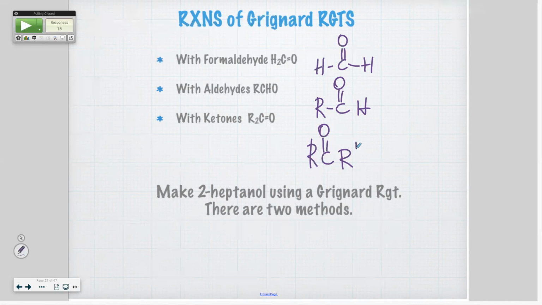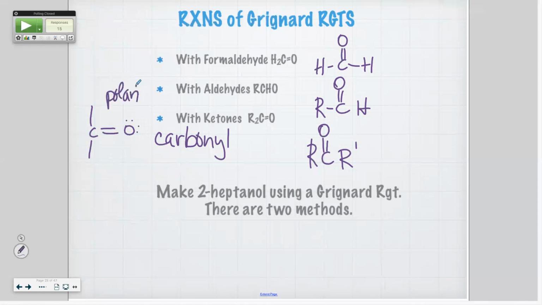C double bond O. What is that called? It's called a carbonyl, right? Okay, so what can you tell me about carbonyls? Are carbonyls polarized or non-polarized? Are they polar bonds or non-polar? What do you think? Look at the periodic table. Well, what's a regular CO bond? It's polar, right? This is more polar than that. This is highly polarized.